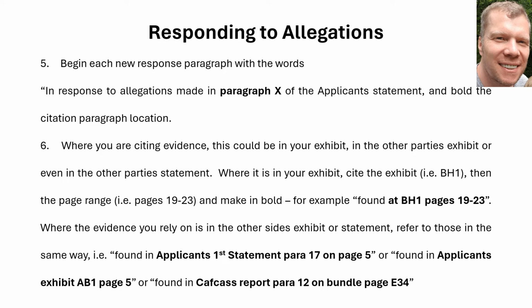Where the evidence you rely on is in the other side's exhibit or statement, refer to those in the same way. So, for example: found in applicant's first statement, paragraph 17 on page 5, or found in applicant's exhibit AB1, page 5, or found in CAFCASS report, paragraph 12 on bundle page E34. So you're being really specific about the location of any evidence that you are relying on for the point that you're making to be considered reliable.